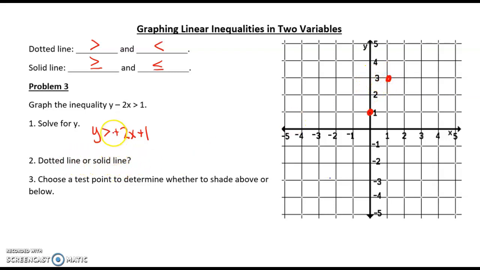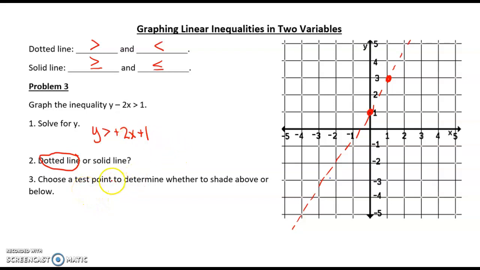And is it dotted or solid? Well, I look at my inequality. Oh, that's a greater than sign, so I know that it is a dotted line. Okay, so I run that dotted line all the way through. Choose a test point to determine whether to shade above or below.